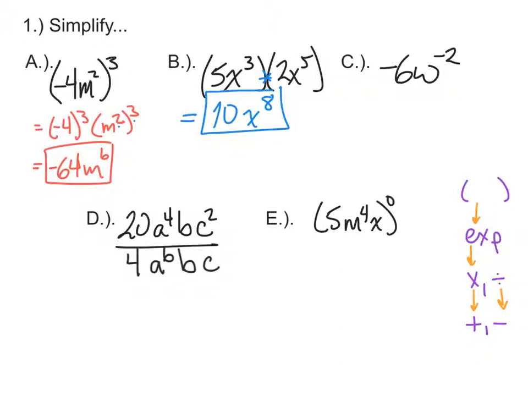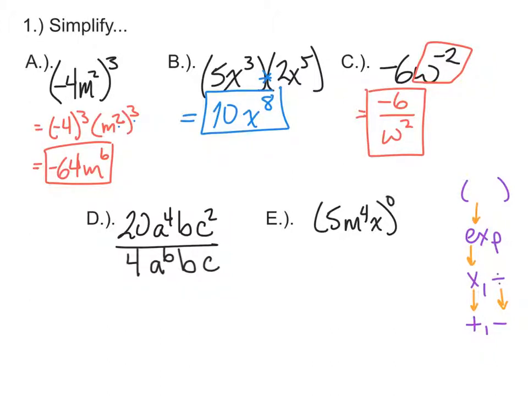In part C, there's no operations that are happening. However, in the directions, it says simplify using only positive exponents. And right now, the w has a negative exponent. In order to take care of that, all we have to do is leave negative 6 in the numerator and then bring the w to the negative second power down into the denominator. Then the power becomes positive. So a negative power puts it on the opposite side of the fraction and becomes positive.